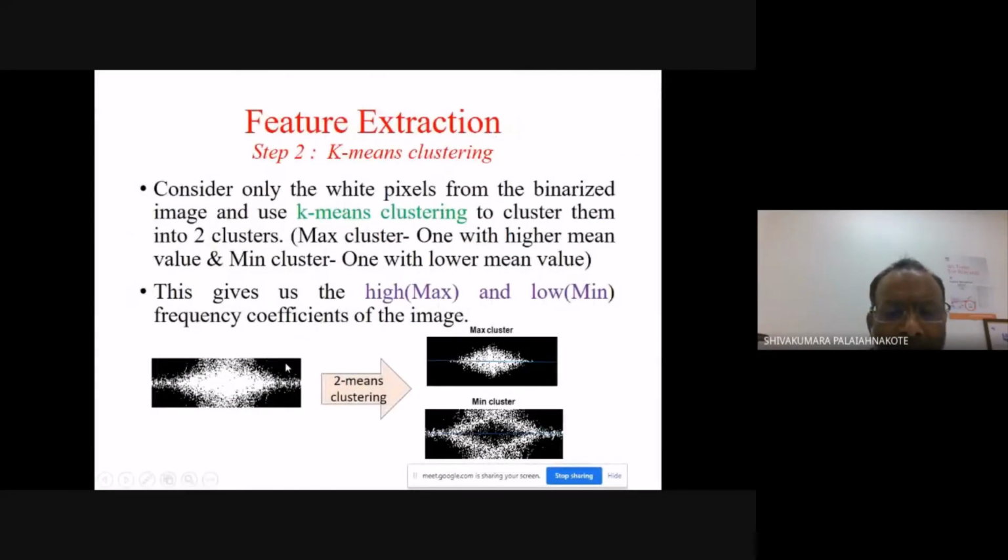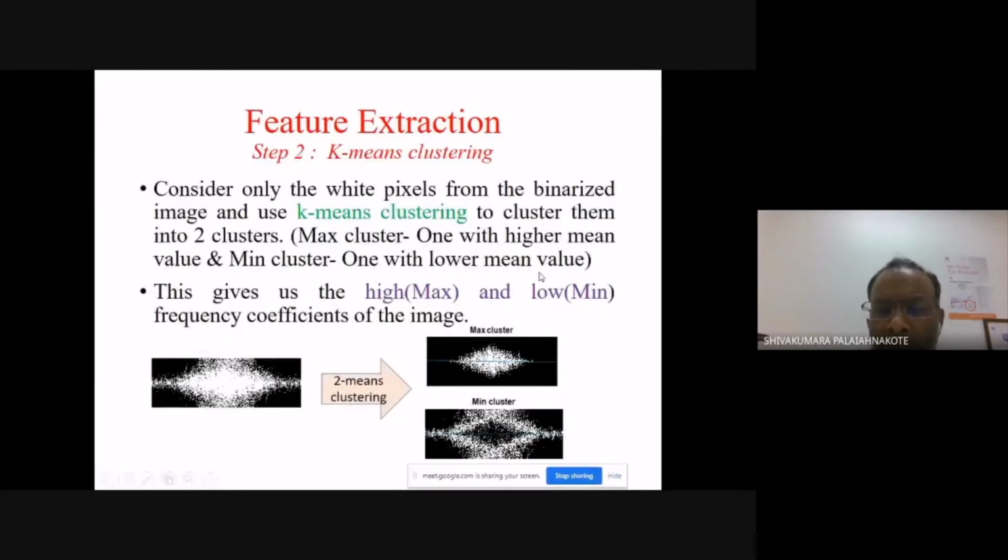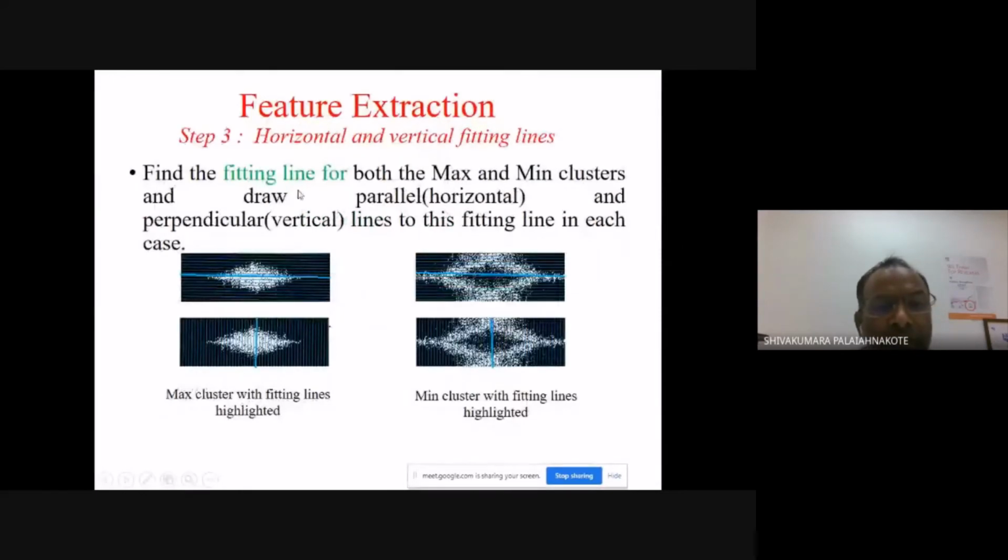That means we take every white pixel, and corresponding to the white pixels we get frequency coefficients, and then we apply K-means clustering with k equal to 2. High values go to one cluster, the max cluster, and the low values go to the min cluster. So for every white pixel we get 2 clusters. See, this is the max cluster output, this is the min cluster output. For one spectrum you get 2 clusters. It is not enough, so that is not the feature.